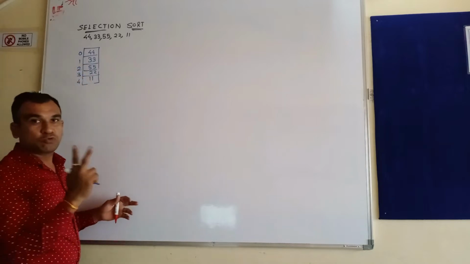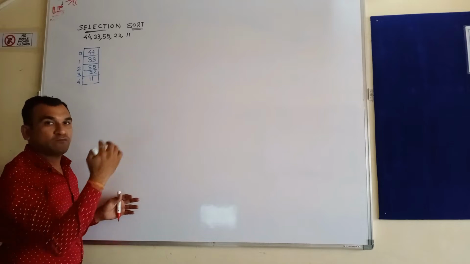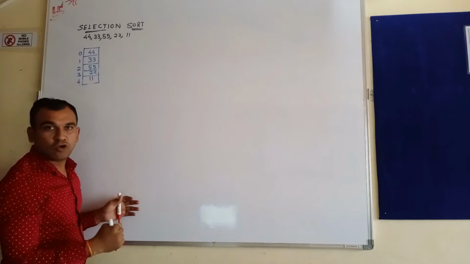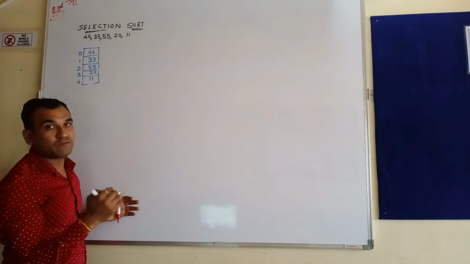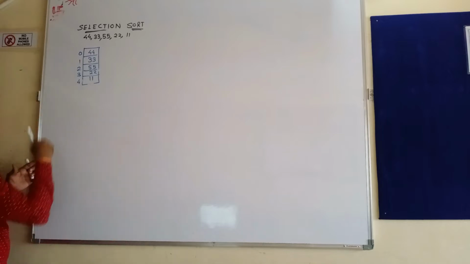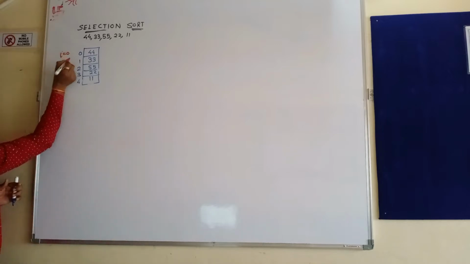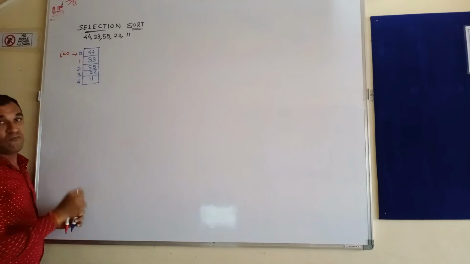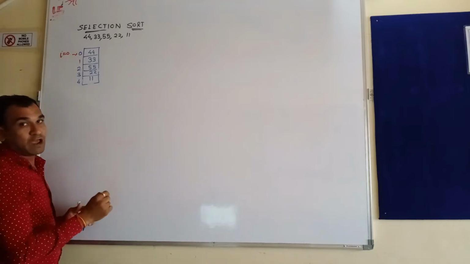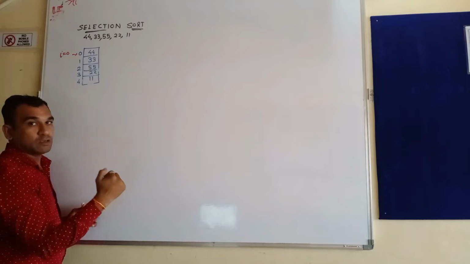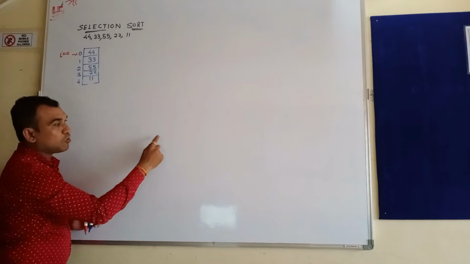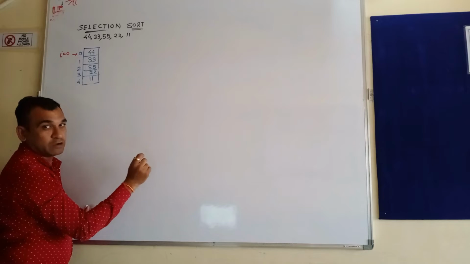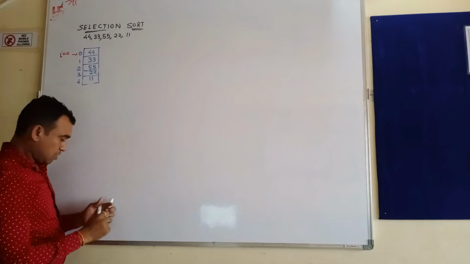We are going to use two for loops. One is the outer for loop and another is the inner for loop. The outer for loop will always start with the 0 index, so I note down here i is equal to 0. This is my ith position. The inner loop, which consists of the j variable, we will start with i plus 1 position.